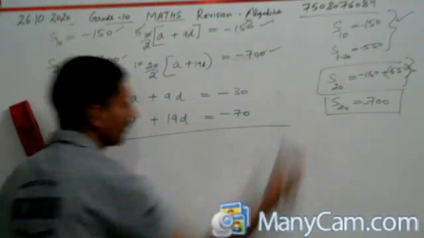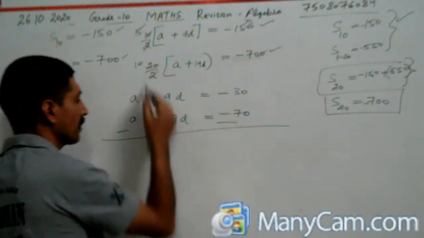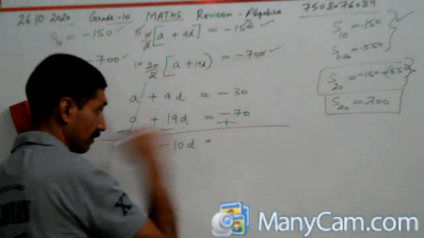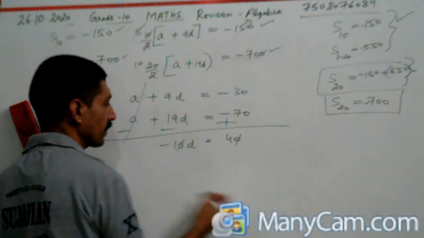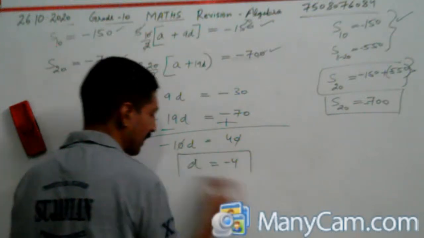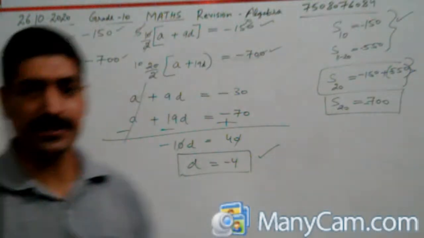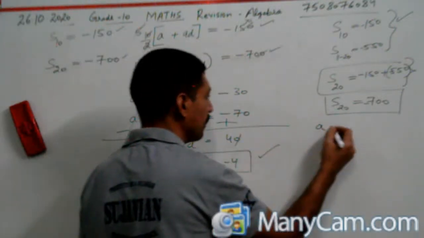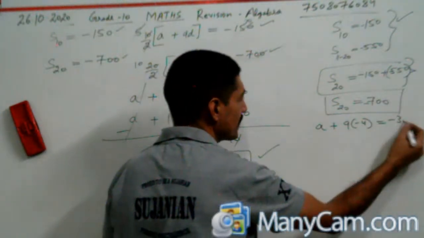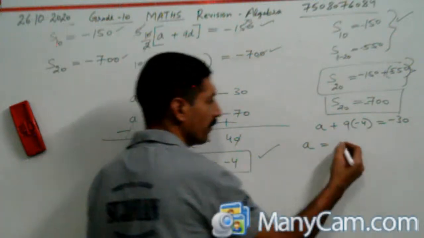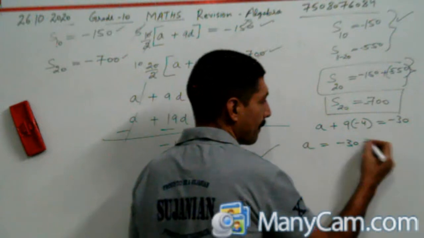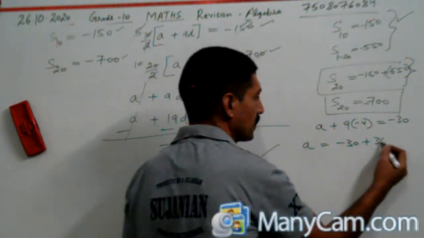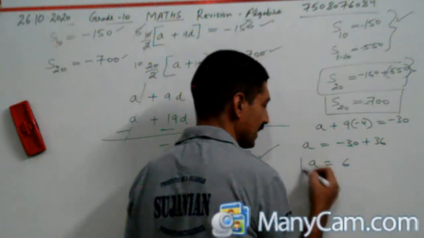So when we eliminate, subtracting the equations, we have here minus of 10d, minus will come plus. So here what is the common difference? Common difference, that is minus 4. What is the common difference? Minus 4, and we can substitute in any of the equations. First equation, a plus 9d is equal to minus 30. So what is the first term? The first term of AP, minus you get plus, that is 36. So here the first term is 6.